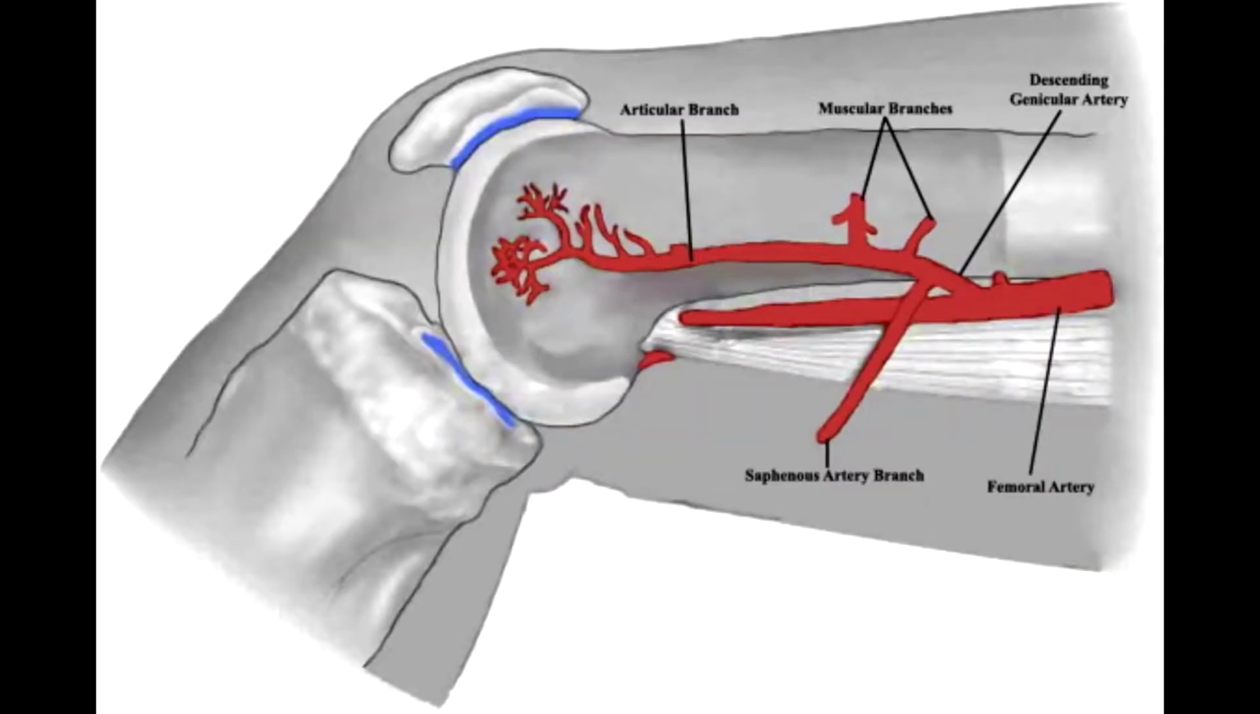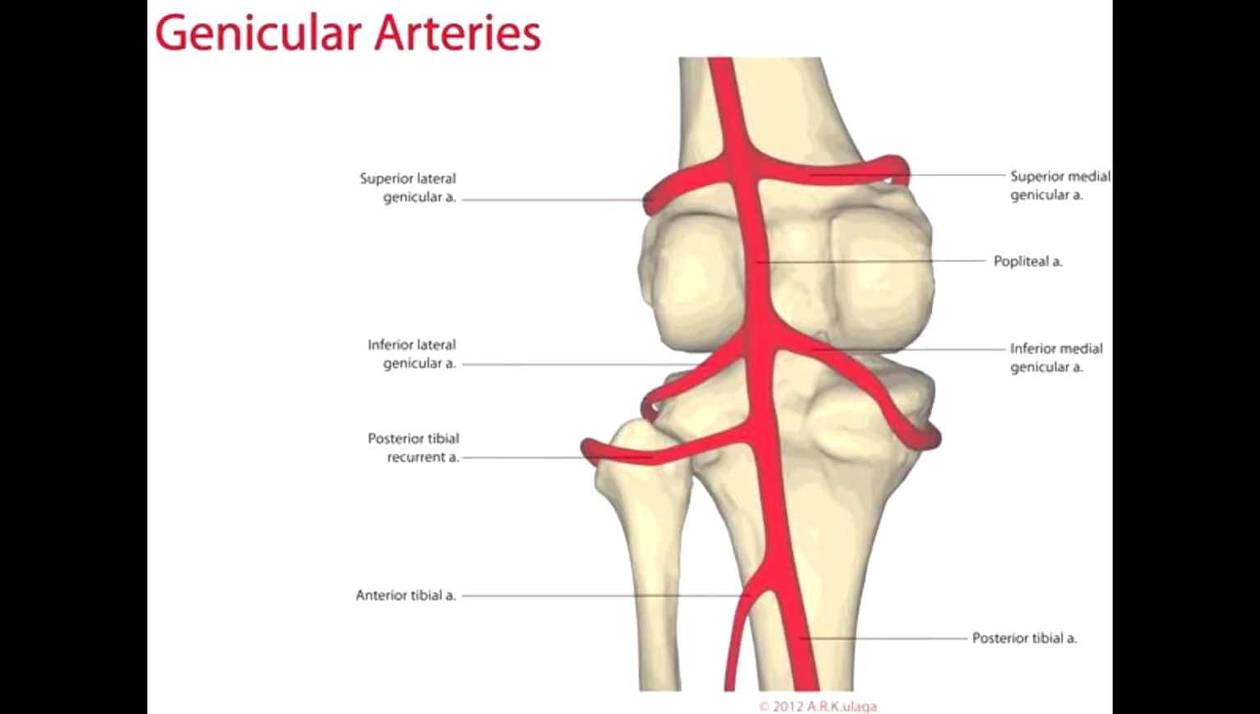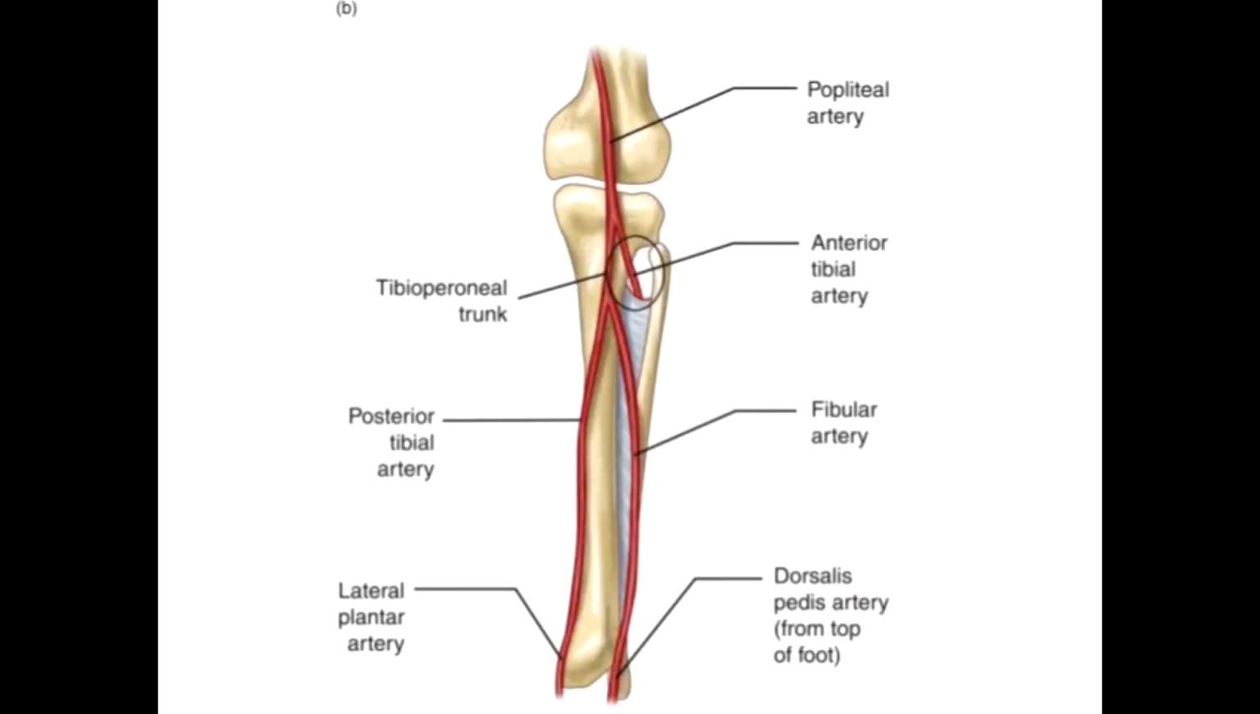Note, genu means knee, as in genuflect, or bend the knee. There are usually 4 of these branches, identified by their location, as in the superior medial genicular artery, inferior lateral genicular artery. The popliteal artery extends to just below the bend of the knee, where it bifurcates into the anterior tibial artery and the posterior tibial artery, which extend to the foot.